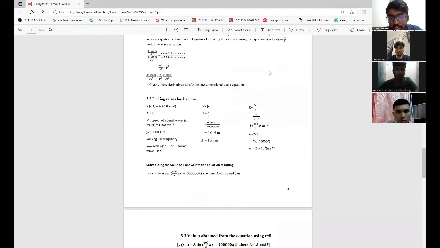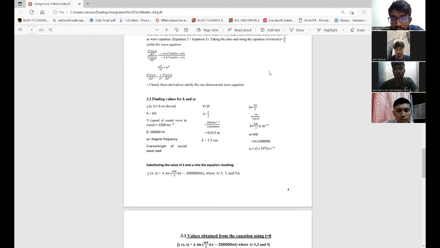Okay, let's move on to finding the values of k and omega. k is the wave number, which is 2 pi over lambda, and before that we have to find lambda. You can use the equation v equals f lambda, and we get the lambda value of 1.5 cm. Then you substitute the value and we get the wave number of 400 over 3 pi meters to the power of negative 1.